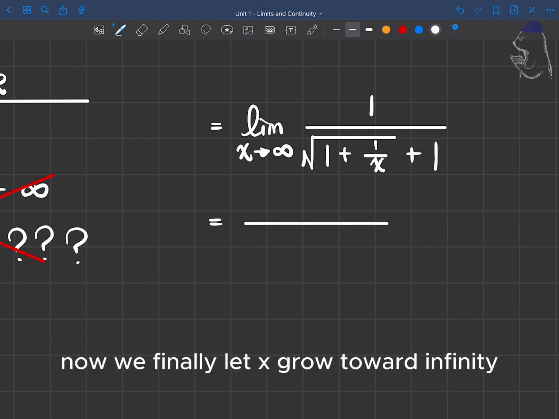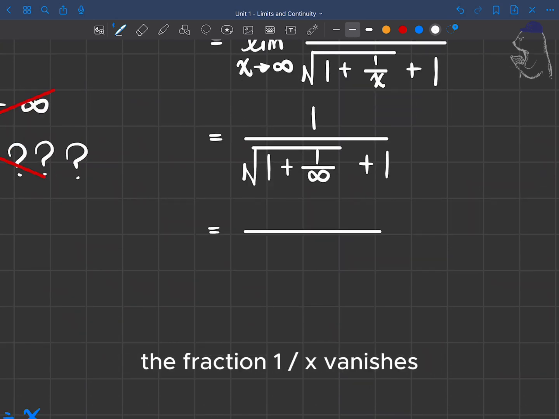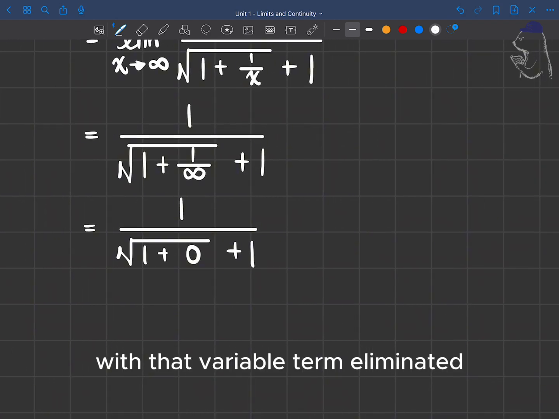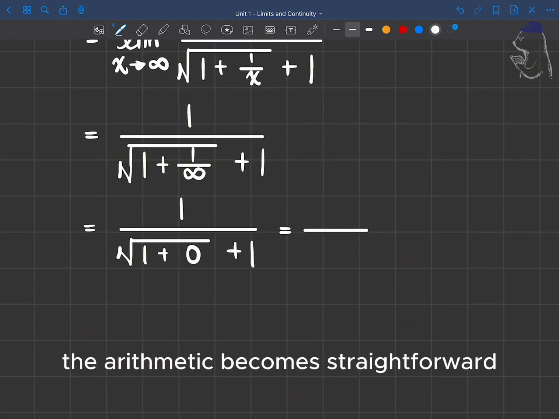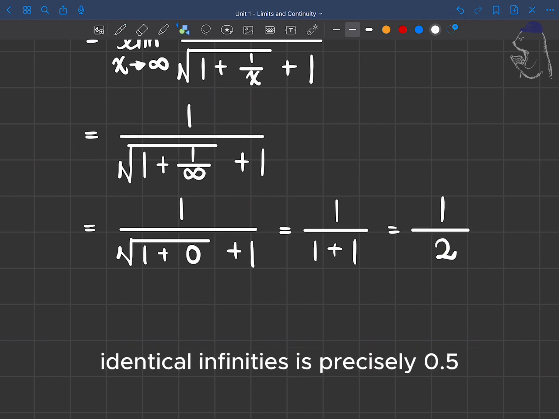Now, we finally let x grow toward infinity. As x becomes arbitrarily large, the fraction 1 over x vanishes, shrinking down to absolute 0. With that variable term eliminated, the arithmetic becomes straightforward. 1/2. The gap between these two seemingly identical infinities is precisely 0.5.